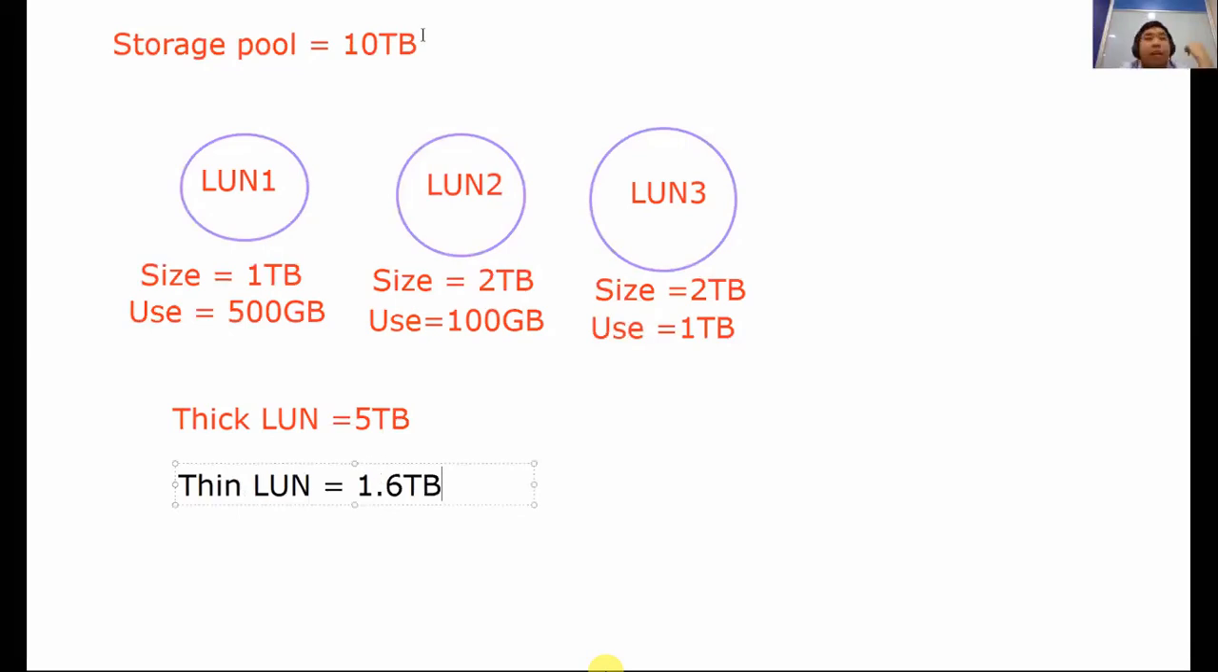If it's a thick LUN, I don't care how many GB or TB you use, I will allocate everything for you. What do you mean by allocate? Means that it's reserved for you already. Other people cannot use it. Okay? So this is the difference between thick and thin LUN.